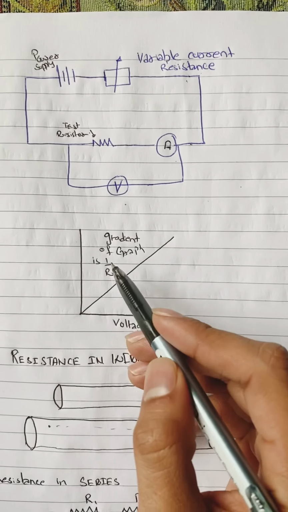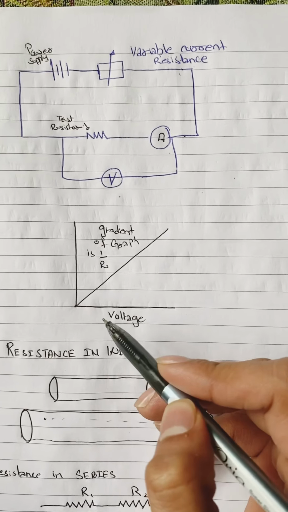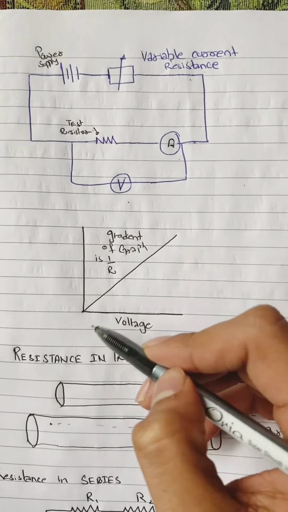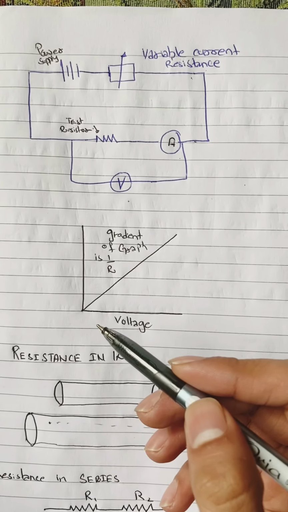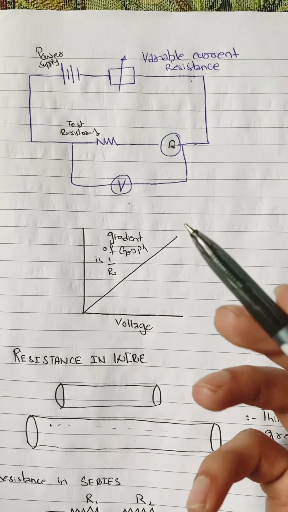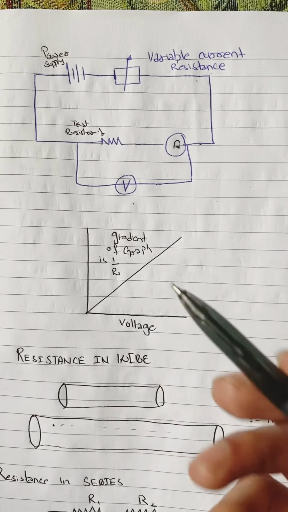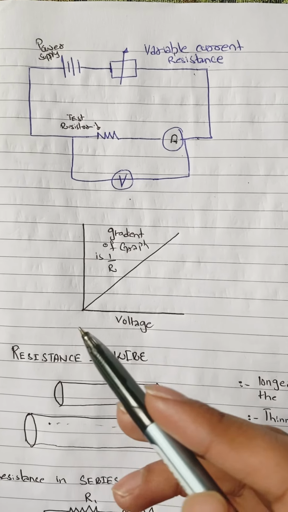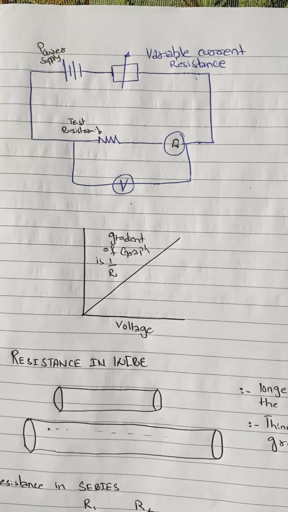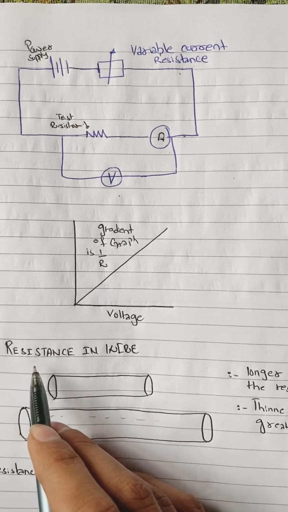So I just made a graph here. As the voltage increases, the current increases as well. The gradient of the graph is 1 over R. The main reason to plot this graph is to find the gradient, which is 1 over R. So in the exam, to find the resistance, divide 1 by the gradient, and that gives you the resistance.